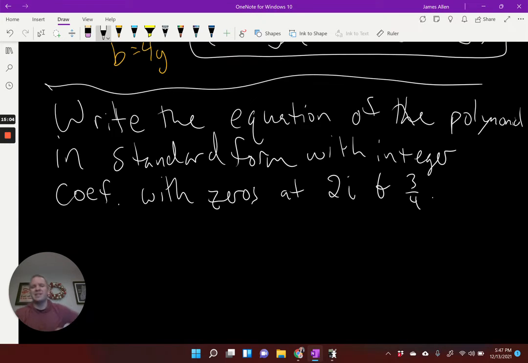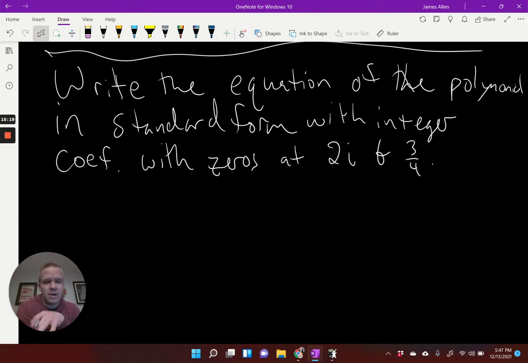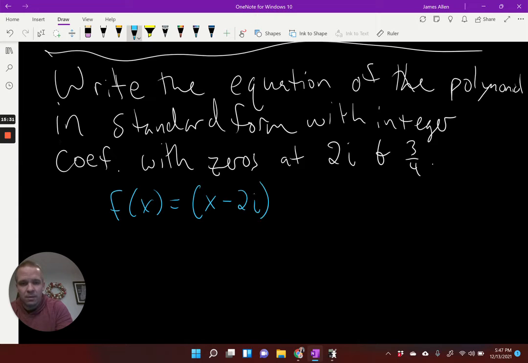All right, one of everybody's favorite. Write the equation of the polynomial in standard form with integer coefficients with zeros at 2i and 3 over 4. Okay, the wording's a little off, but let's do it. So zeros, 2i, and 3/4. Some teachers will do this a little bit differently, but if I were to write this out, I'd have x minus 2i, but I also have a zero at negative 2i, so x minus negative 2i is x plus 2i. And then I have the 3/4.